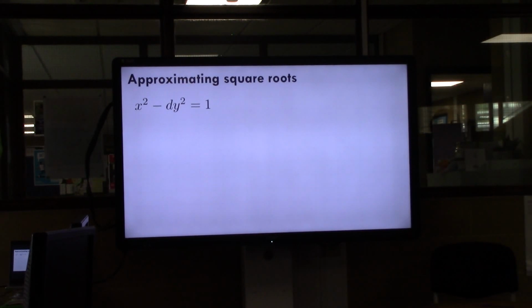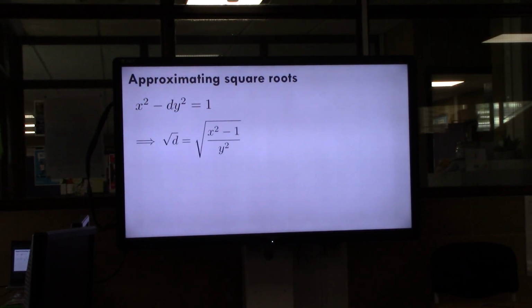We can use Pell's equation to approximate square roots as well, because we can rearrange that equation to get that the square root of d is equal to the square root of x squared minus 1 over y squared. As x and y become large, this is approximately equal to the square root of x squared over y squared, which is x over y, because when x and y are large, the minus 1 on the numerator doesn't really make much difference.